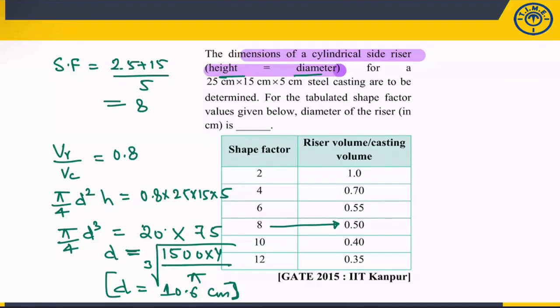How much you are getting? Everyone will get the same answer. Okay, so now see here it is 0.5, not 0.8. Corresponding to 8, it is 0.5. Okay, so you can correct it. This is 0.5. So here also it will be 12.5.